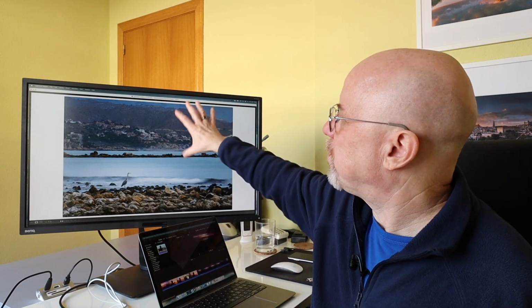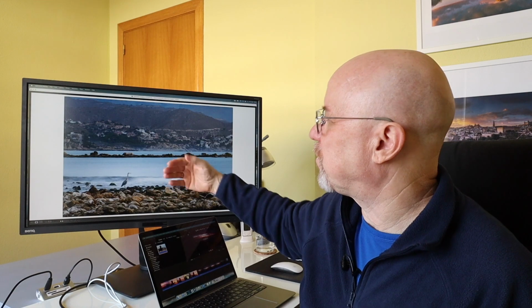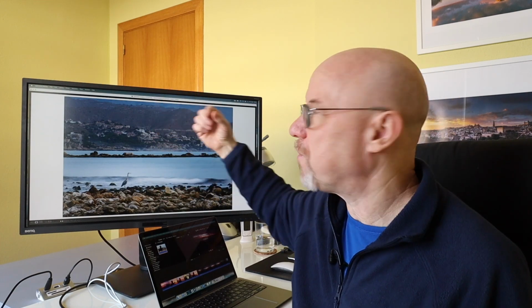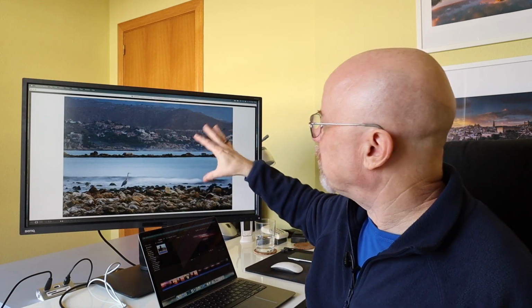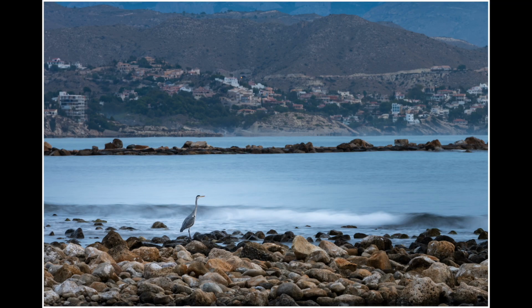And I quite like it, but I think the problem is the background is quite distracting. Although it's quite nice to see the heron in the environment, the background is perhaps a bit distracting. And if it had been the only shot of the heron that I got, I'd probably have been quite happy with it, but it wasn't.